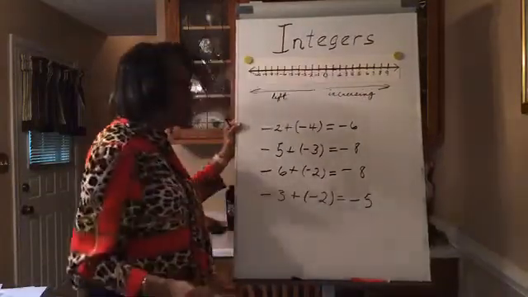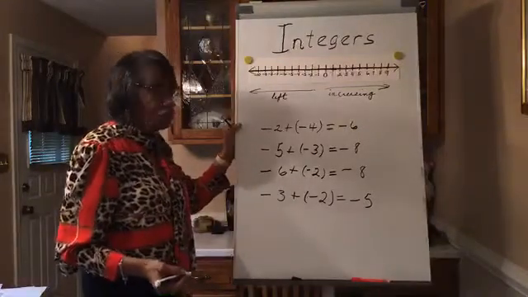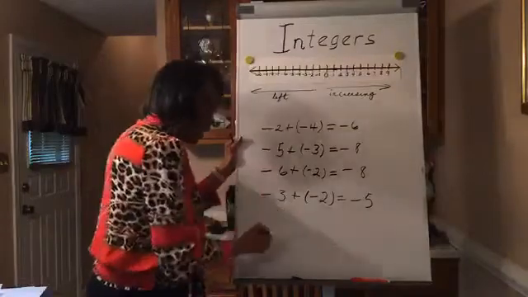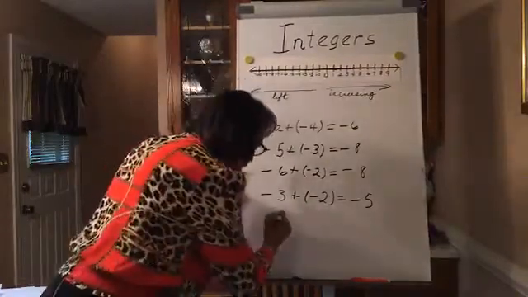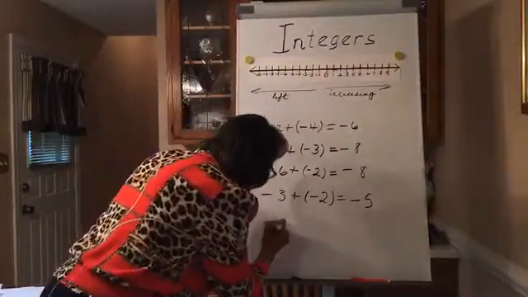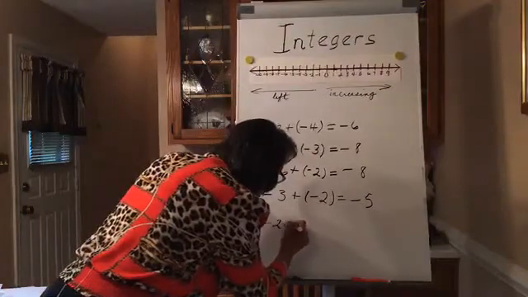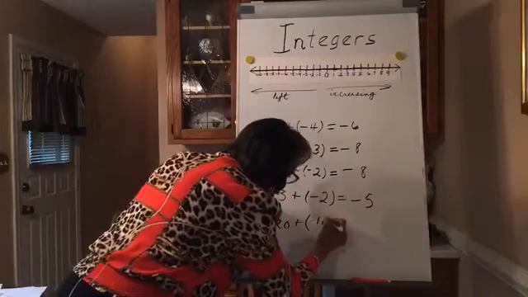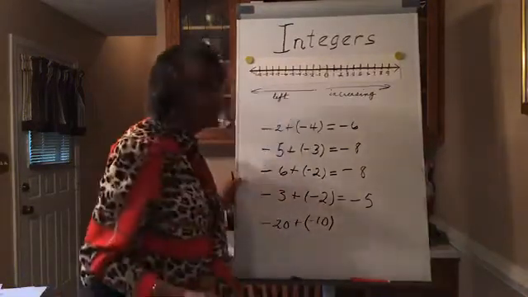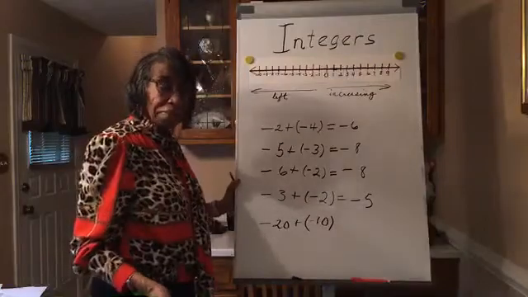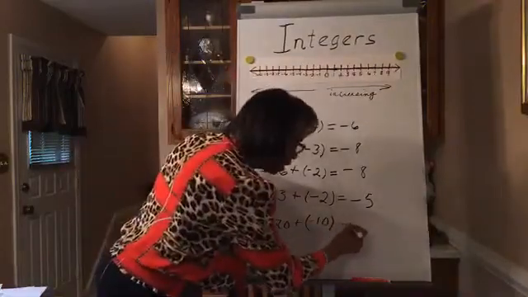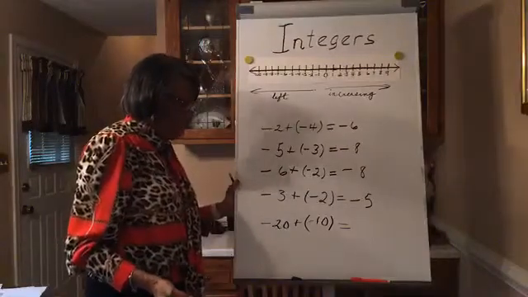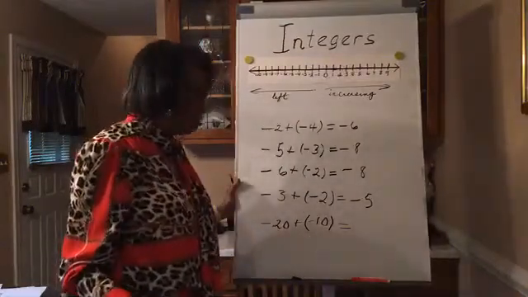All right, so I'm going to put a bigger one up here that's not on my number line and see if you have the concept. Let's do negative 20 plus negative 10. See if you can do that without the number line. And that tells me that you are understanding what's going on. All right, what answer did you get?